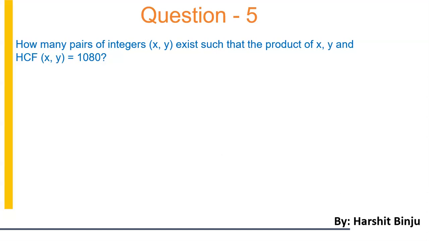So how many pairs of integers exist such that the product of x and y and SCF of x and y is equal to 1080? How many pairs of integers x and y exist such that the product of x and y and SCF of x and y is equal to 1080? Okay, let's see what we can do with this one.